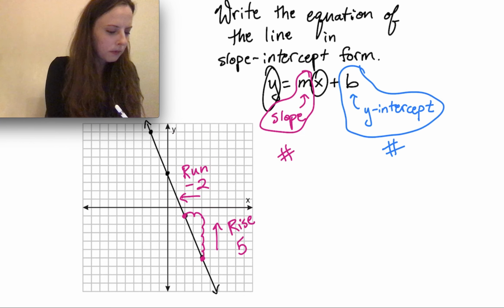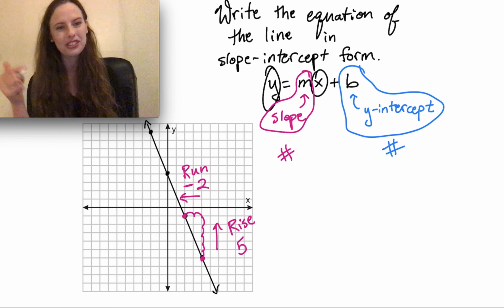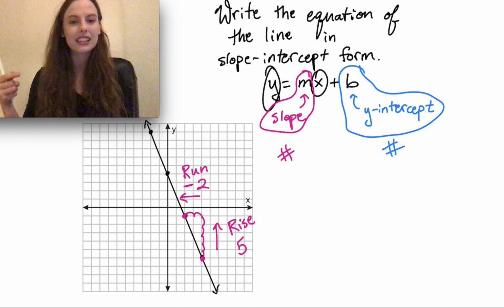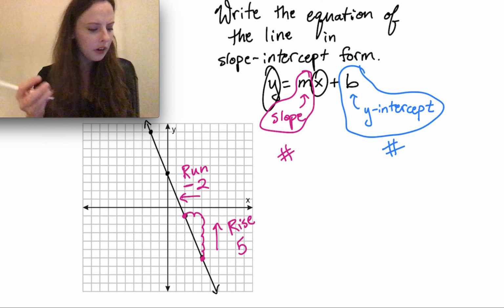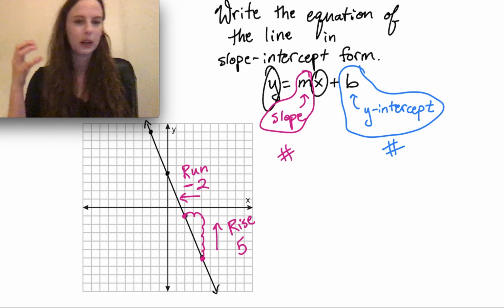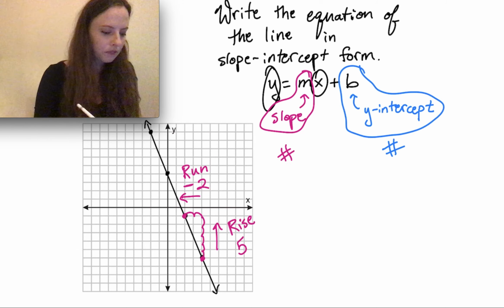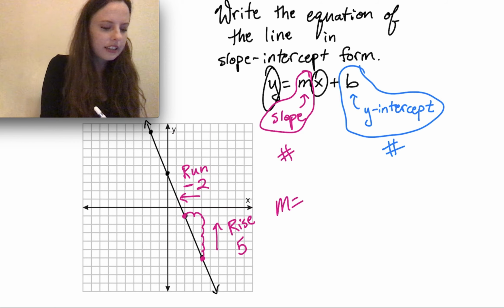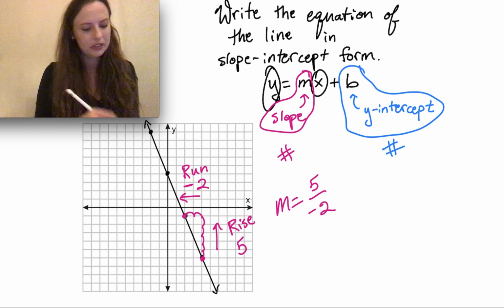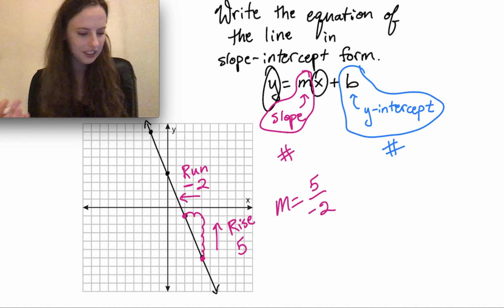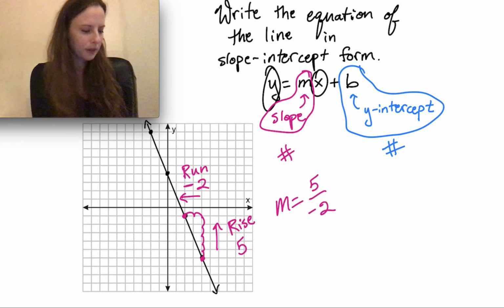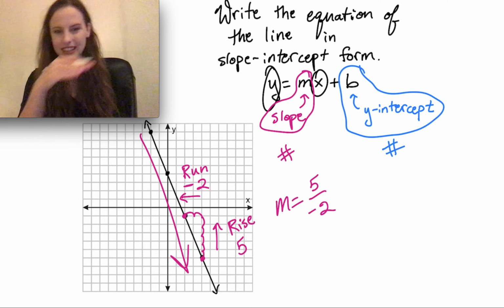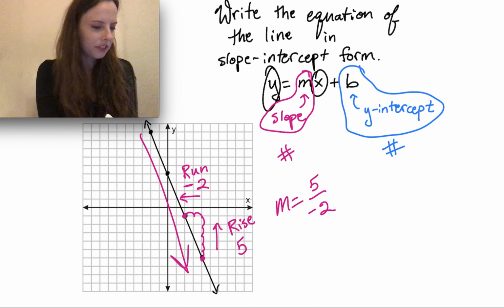So do keep in mind that anytime you're counting left or counting down, that's going to give you a negative number for that particular thing, whether it's the rise or the run. So in this case, our slope, rise over run, is +5 over -2. So our entire slope is negative. That should make sense because our line is going down as we read from left to right.